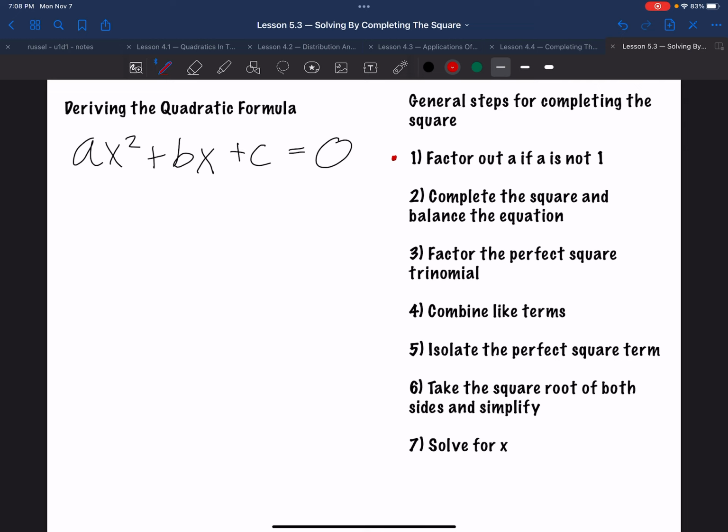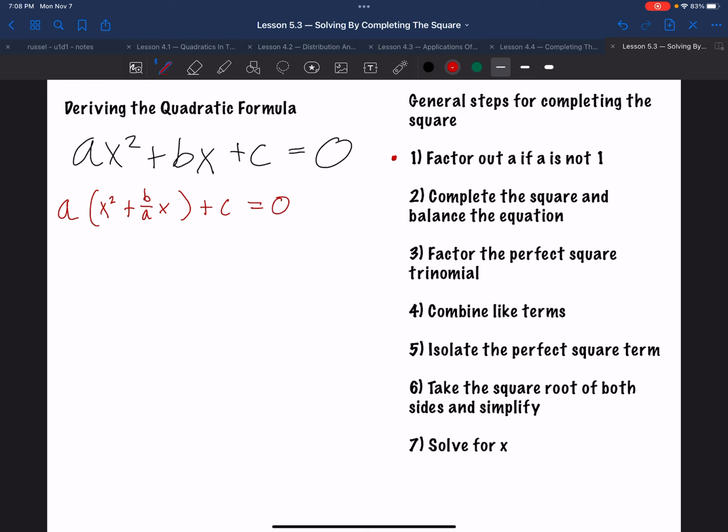So let's do that. We're going to factor out a, and what is left inside is x squared plus, what goes here? B over a times x. You might be saying, how? Well, if I took a times b over a, the a's would cancel and I'd be left with b again. So that is how I factor out a. Plus c equals 0.